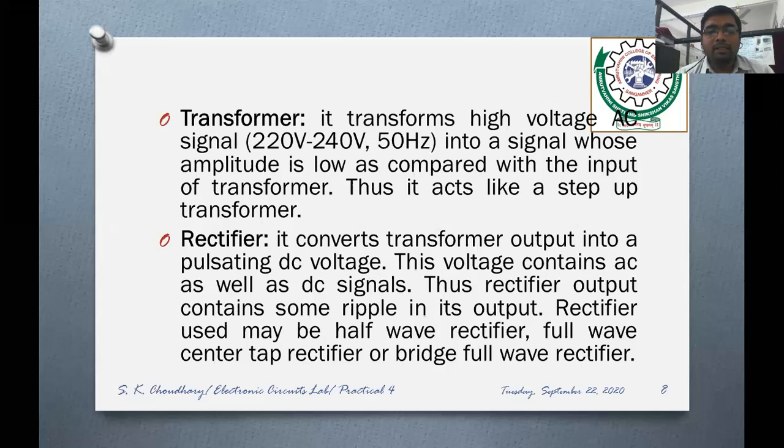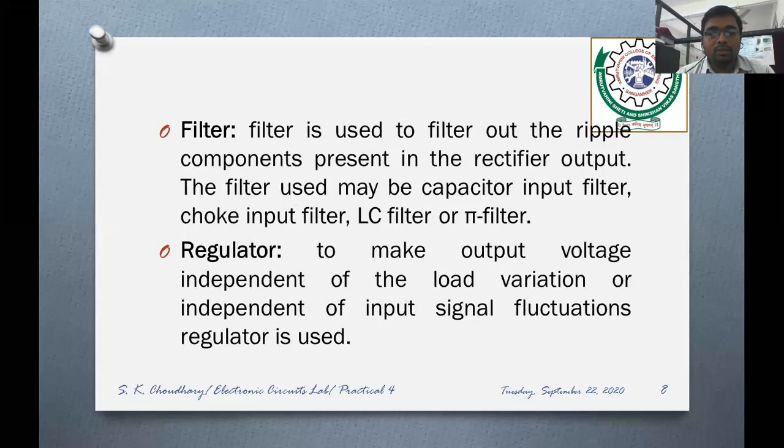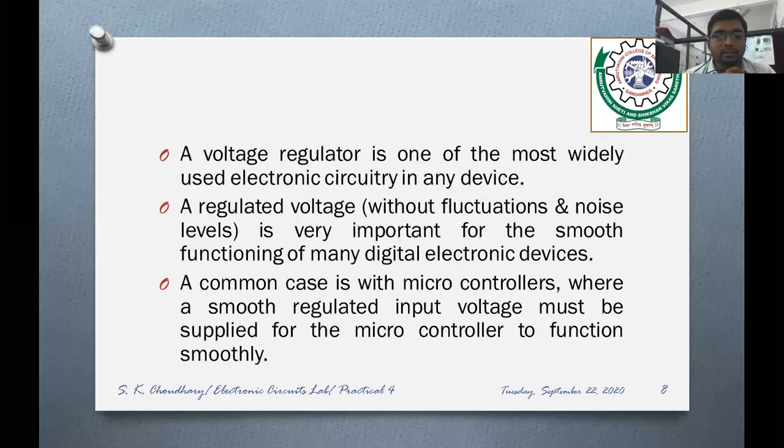So these are the component descriptions that we have already seen. So the block diagram, I am not going to discuss. This is all transformer, rectifier, filter and regulator ICs.